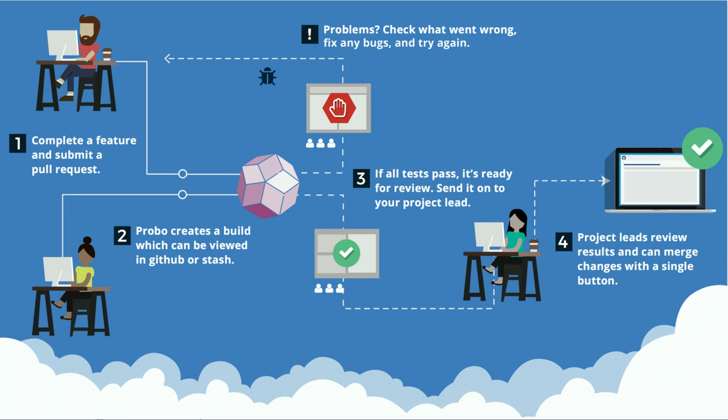A pull request is made. That pull request gets sent to a developer who creates the feature. That feature goes into a feature branch, which then gets created into a pull request on GitHub or Bitbucket. It's called a merge request on GitLab. That ends up going into the Probo system and creates what's called a build.